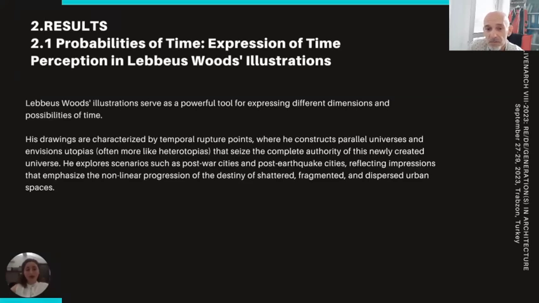He constructs parallel universes and envisions utopias, often more like heterotopias, that cite the complete authority of his newly created universe. He explores scenarios such as post-war cities and post-earthquake cities, reflecting imprecisions that emphasize the non-linear progression of destiny: shattered, fragmented, and dispersed.